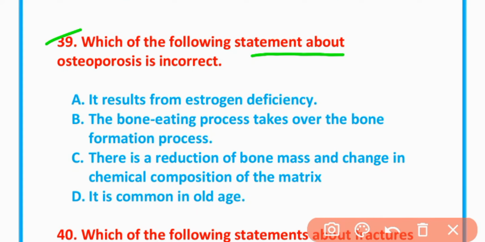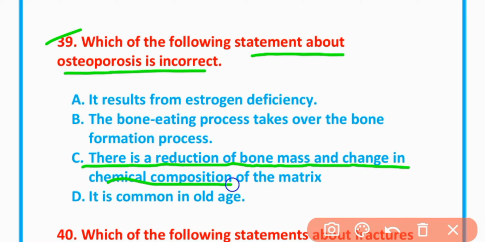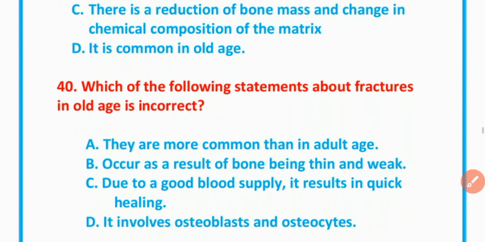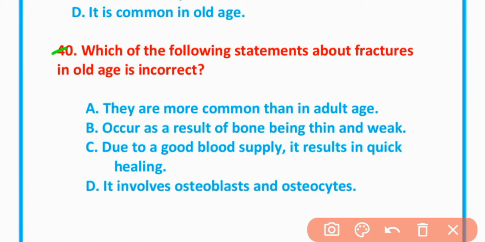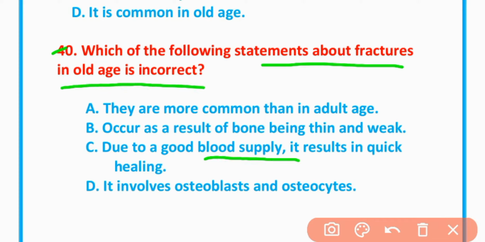Which of the following statement about osteoporosis is incorrect? They are reduction of bone mass and change in chemical composition of matrix is incorrect about osteoporosis. MCQ number 40. Which of the following statement about fractures in old age is incorrect? Due to good blood supply, it results in quick healing is incorrect about fracture.